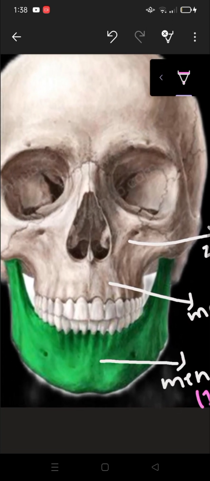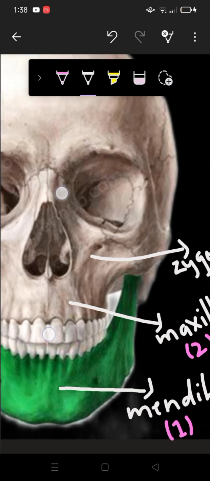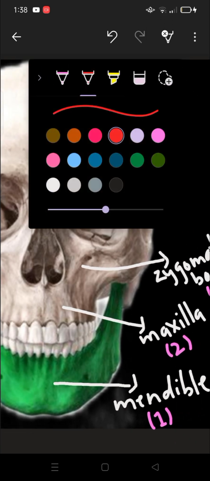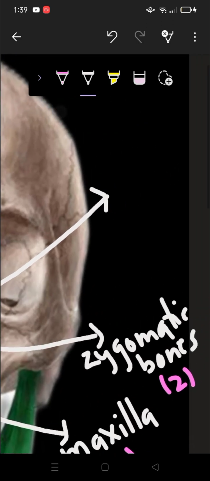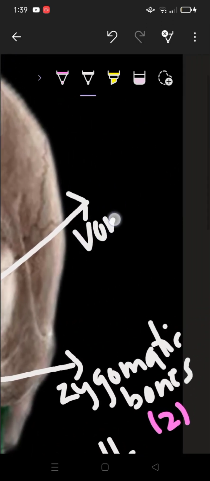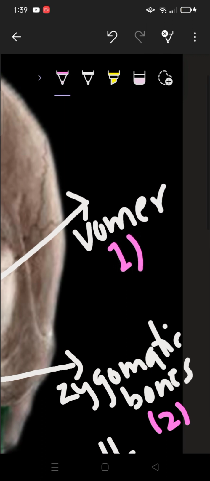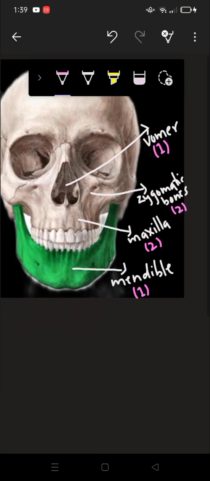Then we have maxilla, those are 2 in number. Then zygomatic are 2 in number again. Then we have one bone which is separating the nasal cavity. Let me make this with red color. Here we have one bone which is separating these 2 nasal cavities. Let me write that bone as well. That bone is what we call the vomer, which is only 1 in number. So we have counted vomer as well.